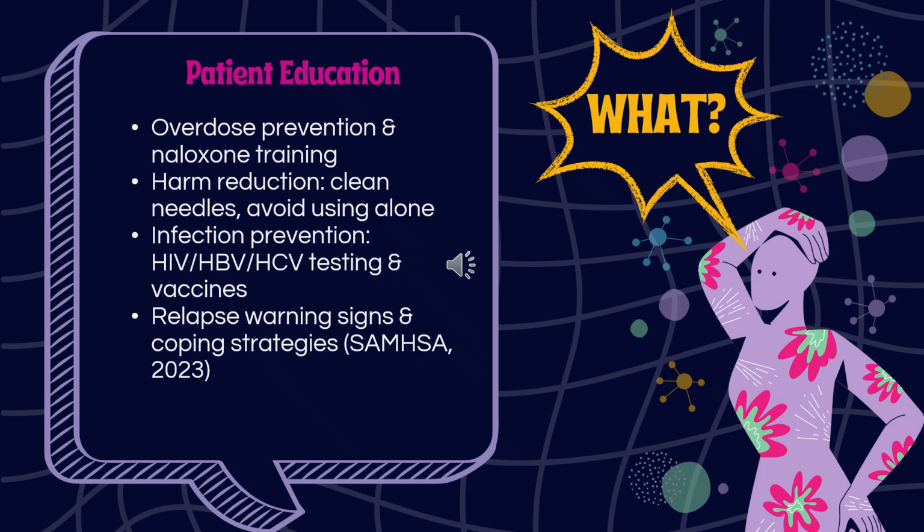Patient education is one of the most powerful tools we have as psychiatric mental health nurse practitioners. Teaching overdose response, sterile injection techniques, infection prevention, and relapse cues fosters safety. Encourage hepatitis and HIV testing, vaccination, and use of syringe service programs if available in the area. When we take the time to educate patients and their families, we empower them to take ownership of their recovery.